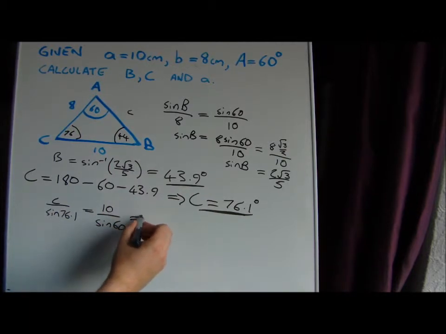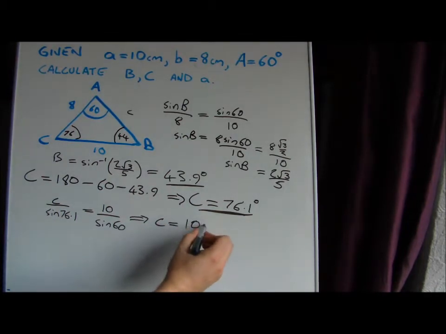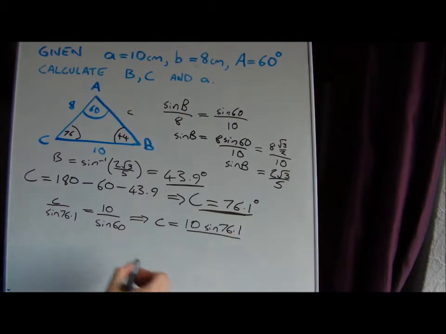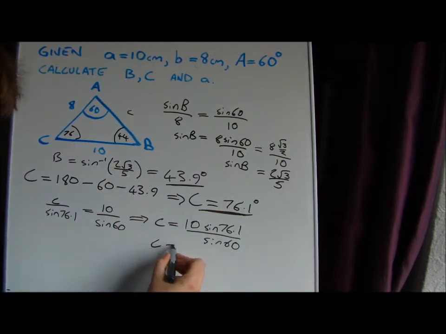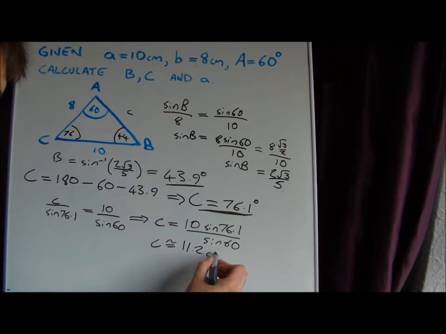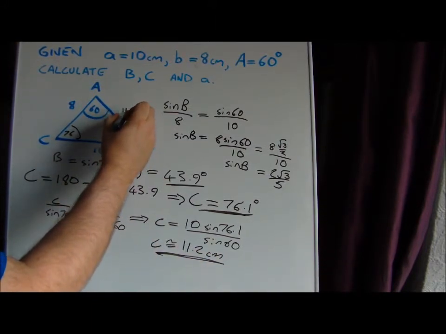Okay, so if we rearrange that, we can get side C, which is going to be 10 sine of 76.1 divided by sine 60. Okay, now if you feed all of that into your calculator, and when you're calculating that you should be using the exact value, but I don't think it's going to be too far out if you don't. It's going to be approximately 11.2 centimeters. So that's it. Our triangle is now fully defined.